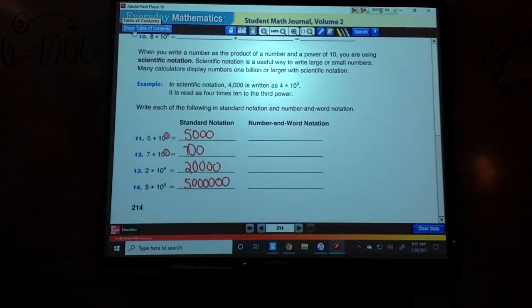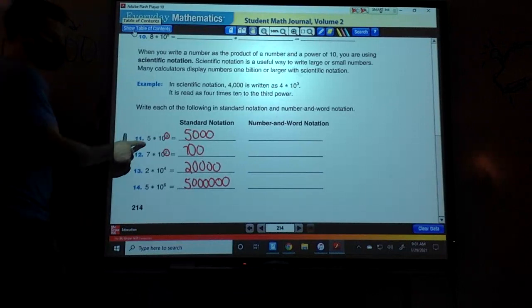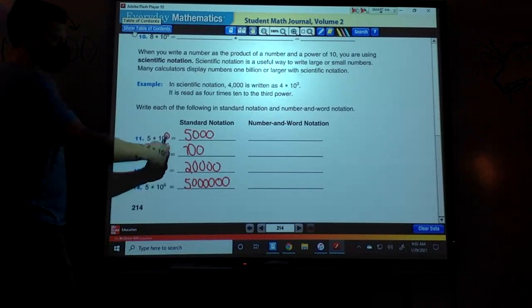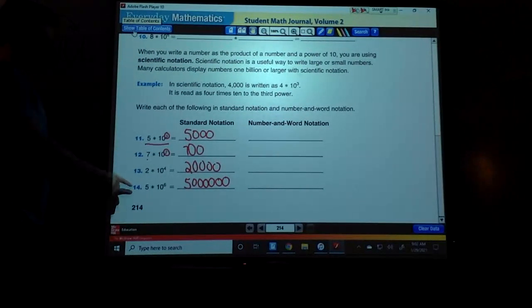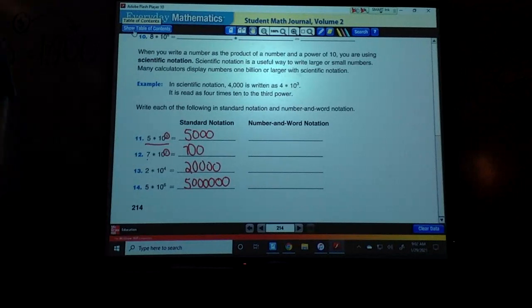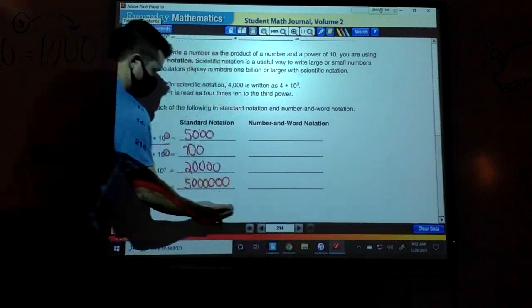Number and word notation. It is read as 4 times 10 to the 3rd power. If you can say 5 times 10 to the 3rd power, 7 times 10 to the 2nd power. Somebody read that one for me. Noah: 2 times 10 to the 4th power. Perfect. Who's got the last one? McKinley: 5 times 10 to the 6th power. Perfect. You just did number and word. We're not going to write them all.